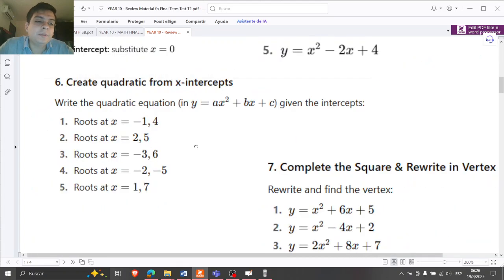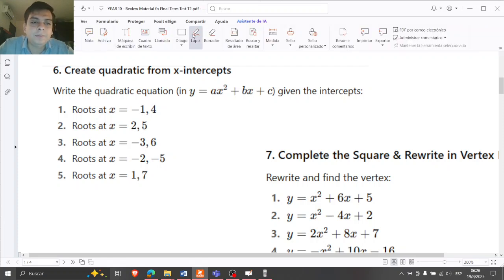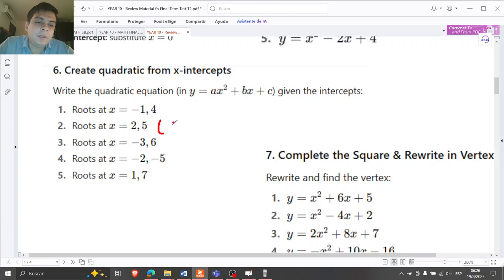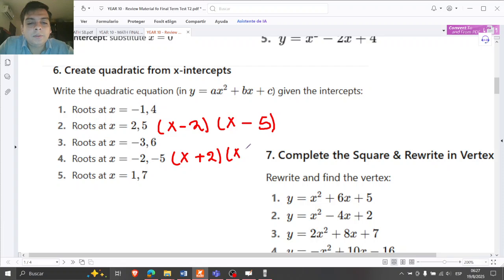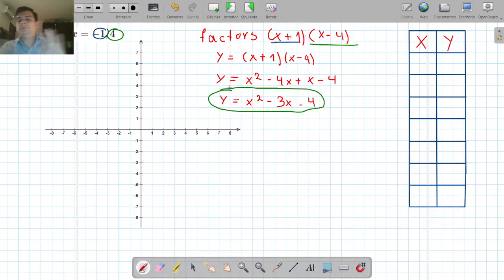What is going to be, for example, for number 2? I can do it very quick. For number 2, it will be x minus 2 and x minus 5. We only change the sign. What we do, for example, in number 4, x plus 2, x plus 5. Nothing else. The rest is only expand, and that's it. But you finish. It's only that.